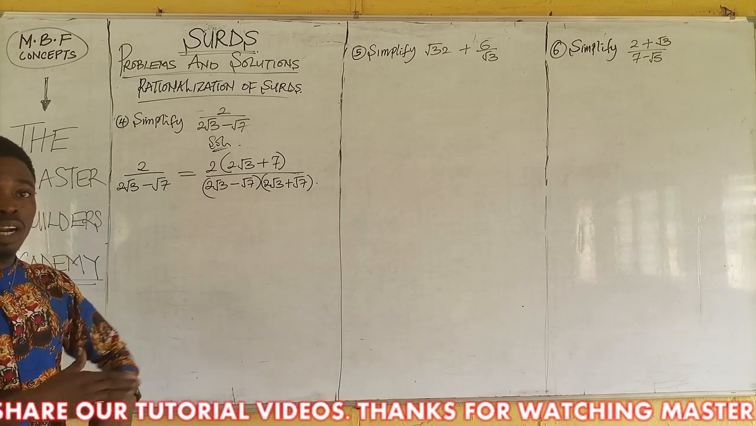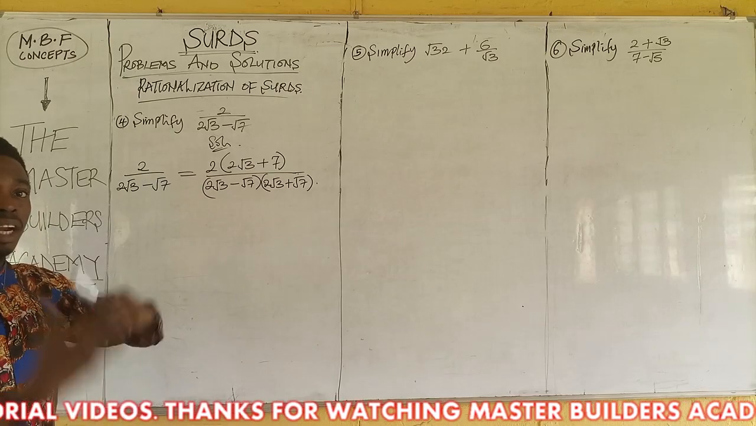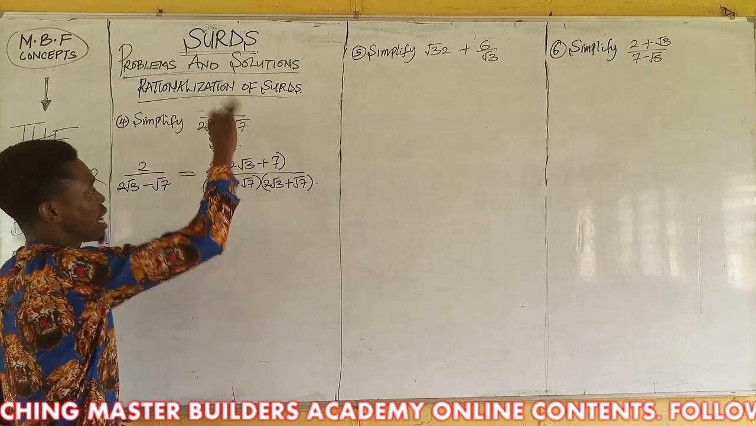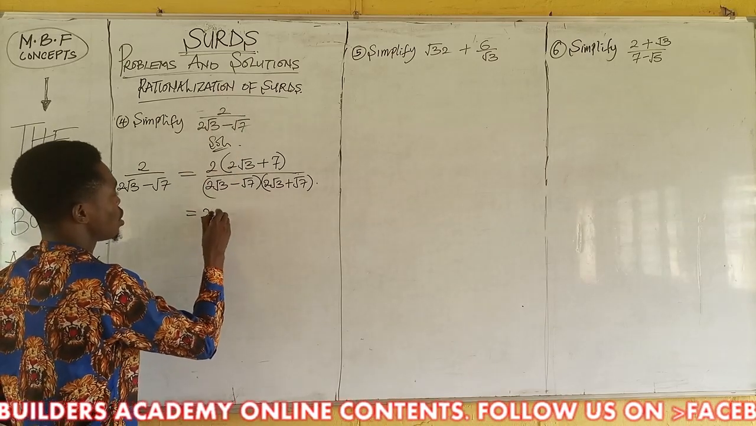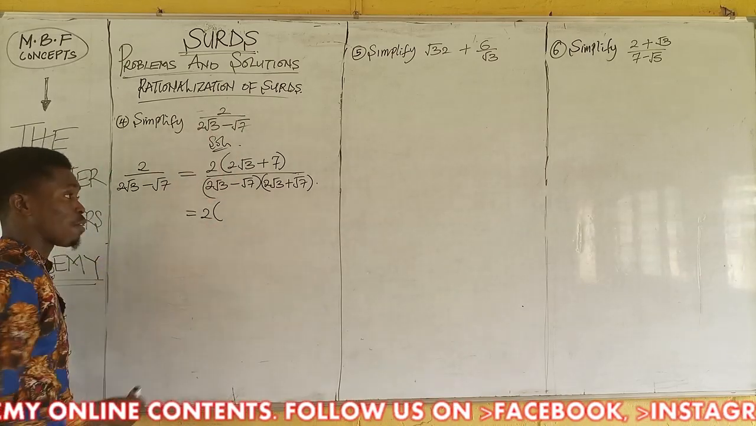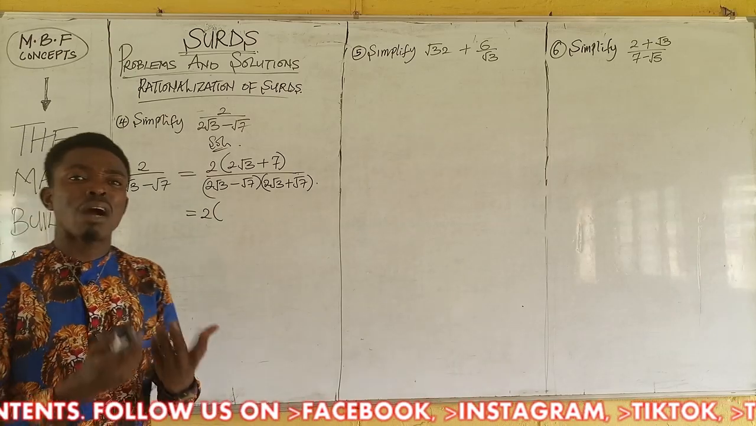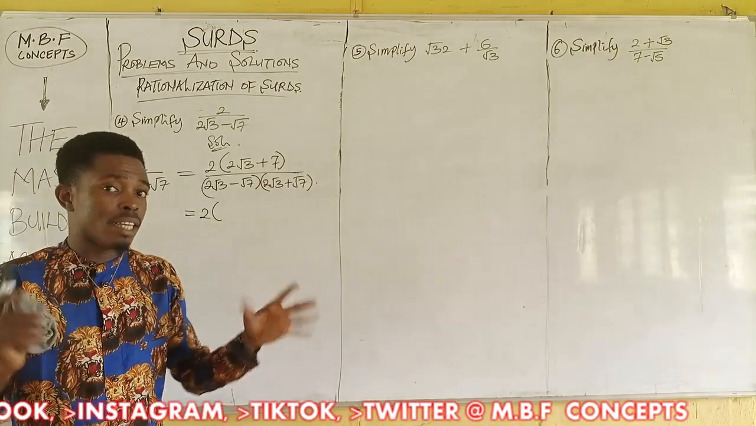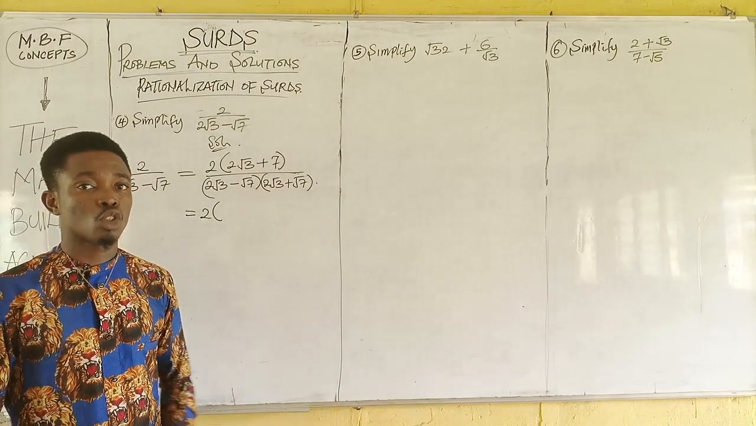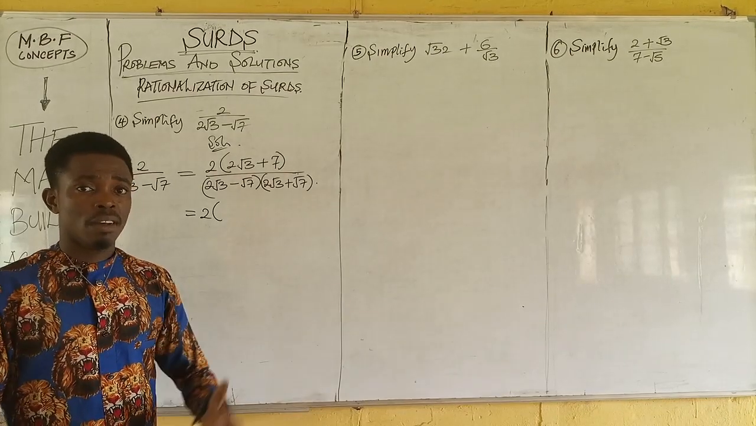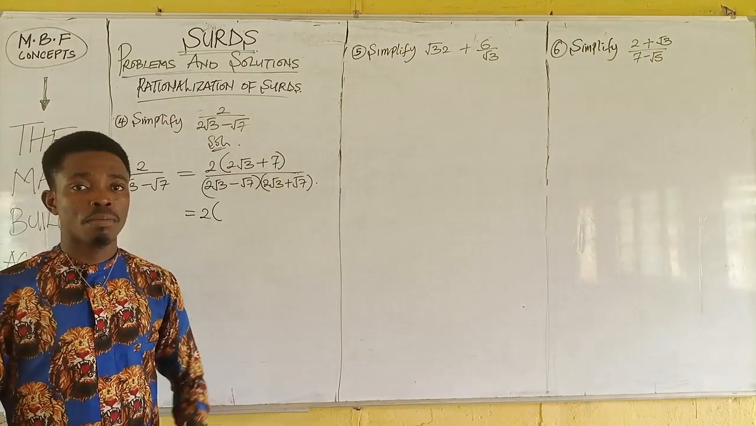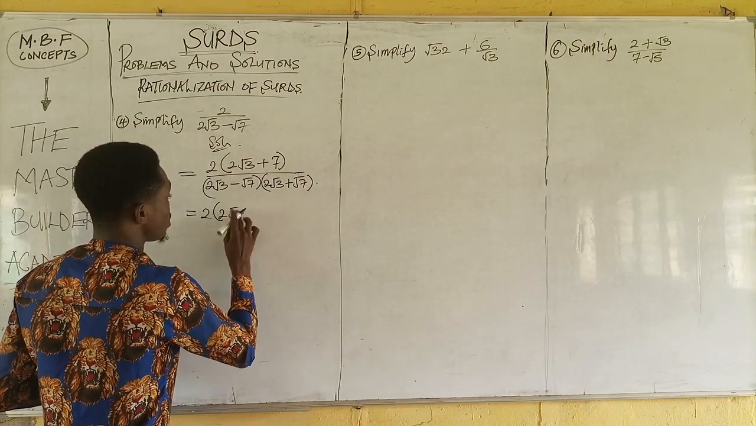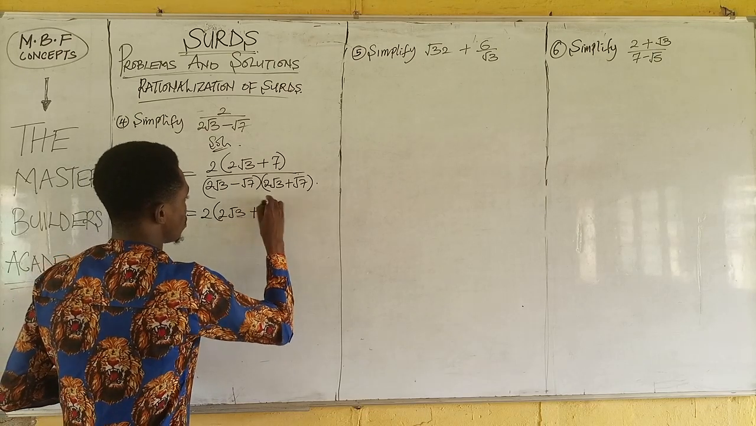The next thing we do is to clear off the brackets. We can leave the numerator first; we do not have a problem with the numerator, but it's the denominator that we have a problem with. Like I explained earlier, the reason why we are rationalizing is for us to eliminate the square root from the denominator, to remove roots from the denominator. So now I have this 2 times (2 root 3 plus root 7) all over.